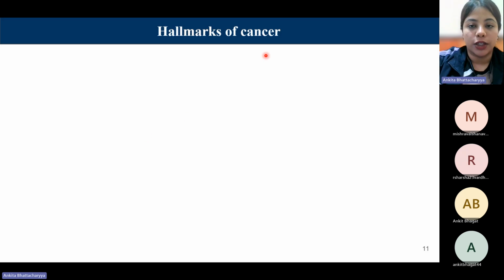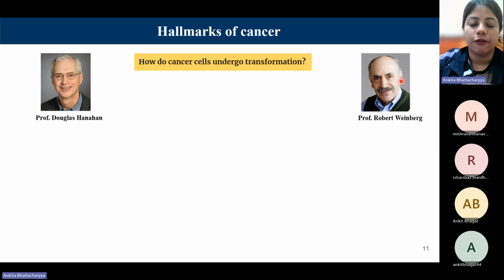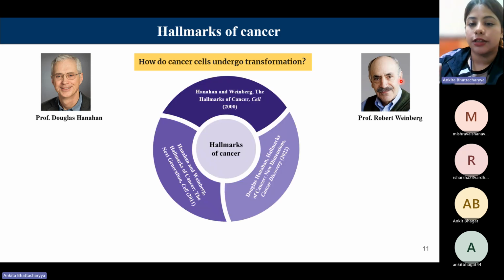Now, moving to a concept that I'm guessing is relatively more new to you. We are talking about the hallmarks of cancer. If you remember, I had introduced these two scientists, Professor Douglas Hanahan and Professor Robert Weinberg, who have given us these concepts. They have discussed the question we addressed previously, which is about how cancer cells undergo transformation. These are the three articles that I mentioned, Hanahan and Weinberg, Hallmarks of Cancer in Cell, in 2000, in 2011, and 2022.